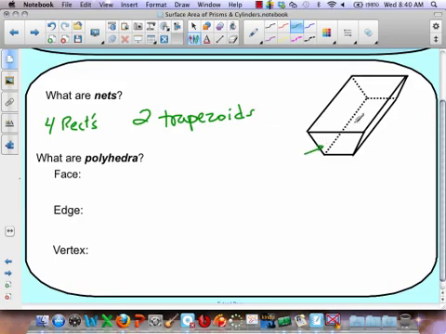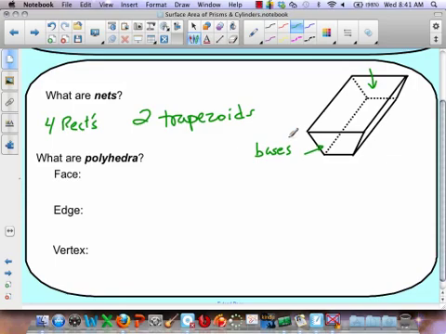Now the trapezoids are called your bases. Now notice that the prism isn't necessarily sitting on those trapezoids, but that's what we call the bases of the prism. So anytime we're talking about the base of a prism, it's the 2 shapes at the top or bottom or at the ends of the prism.